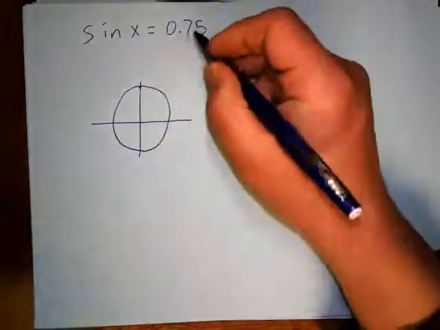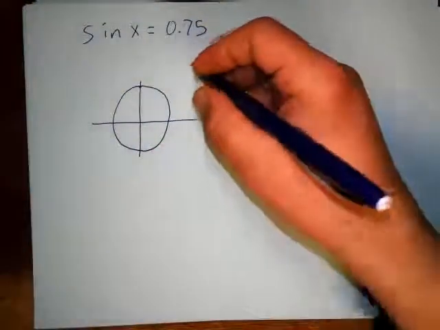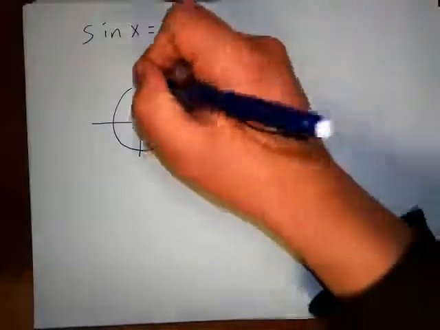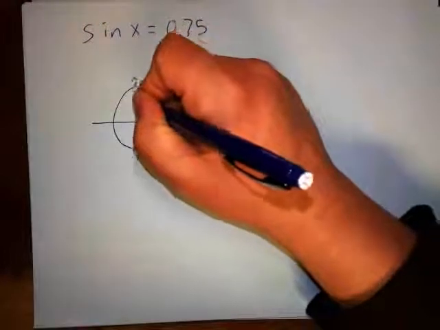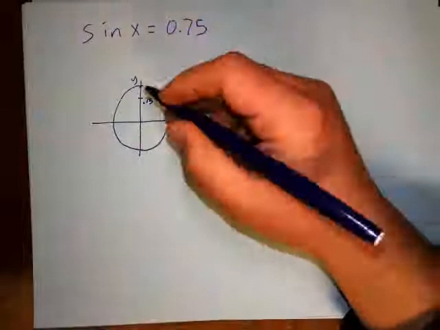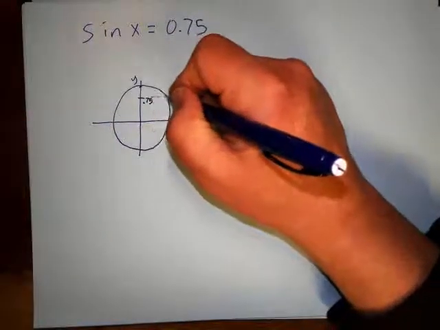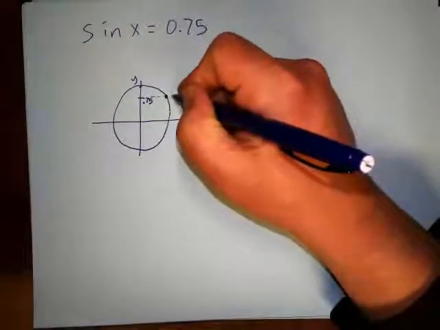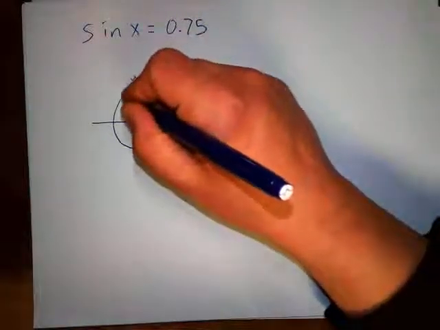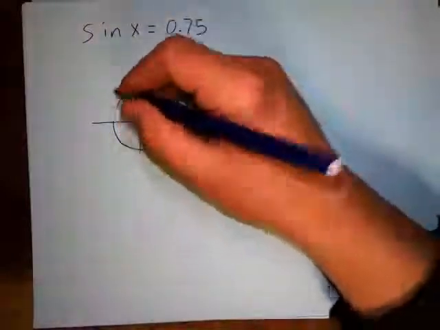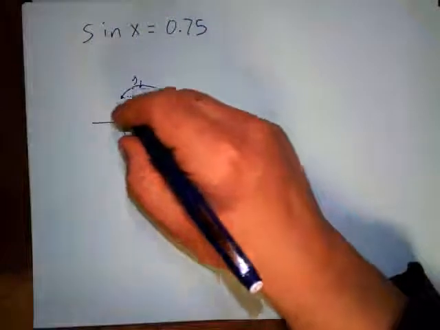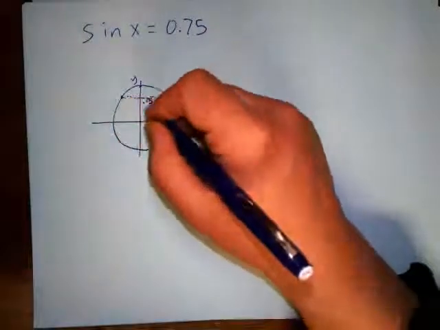And now the sine here is the y-coordinate, and this is a positive 0.75. So I'm going to go to my y-axis here, and maybe about right there you'd have positive 0.75. So what that means is you have a point over here where the y-coordinate is 0.75. I have no idea what the x-coordinate is, but the y-coordinate is 0.75. And then you'd have a point over there as well. Both of them are going to have a y-coordinate equal to 0.75.